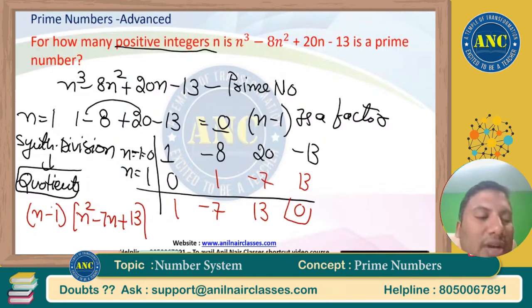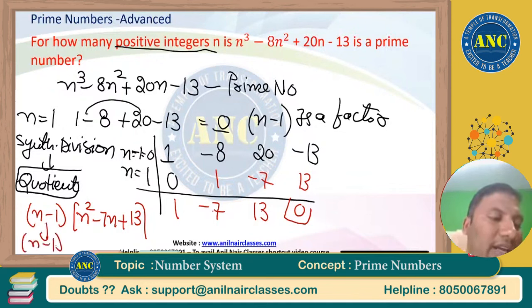n into n square, n cube. Minus n into minus 7n, minus 7n square, minus n square, minus 8n square, 13n plus 7n, 20n minus 13. This is n minus 1. It is a factor. This is a discriminant.